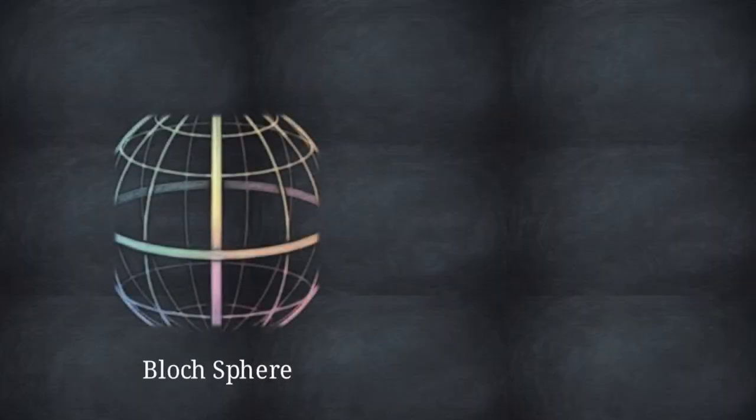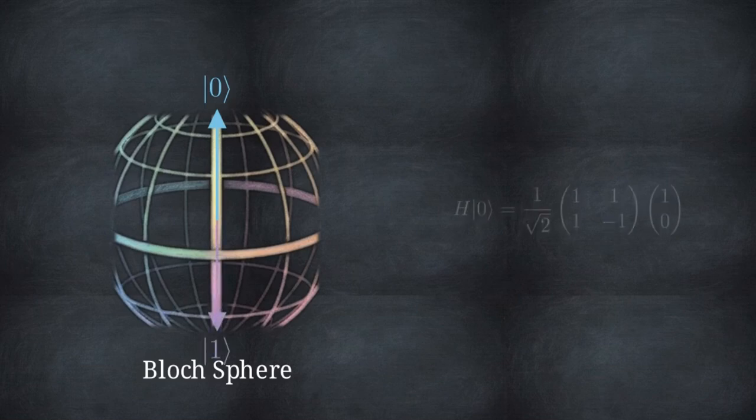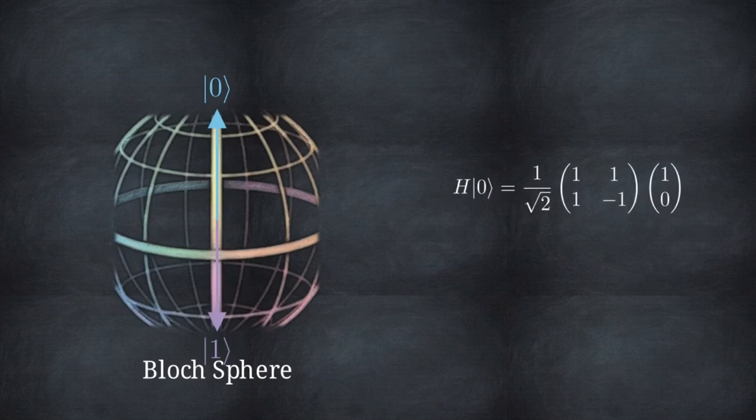We visualize this continuous state space using a geometric model called the Bloch Sphere. The rigid, classical states are pinned to the absolute extremes. The 0 state sits at the North Pole, and the 1 state sits at the South Pole. To move a qubit away from these poles and into superposition, we apply the Hadamard gate.